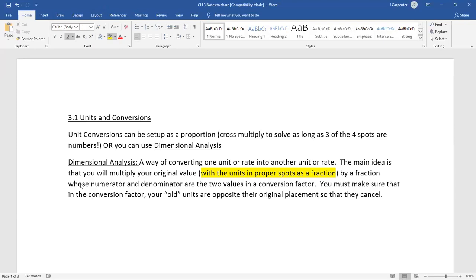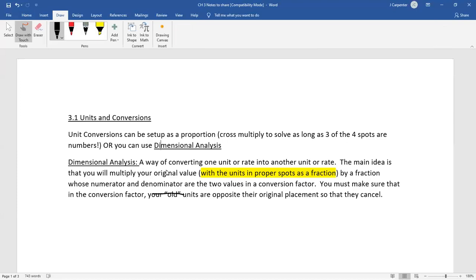You must make sure that in the conversion factor, your old units are opposite the original placement, so they cancel. Opposite meaning if it was originally in the bottom, it needs to go in the top. If it was originally in the top, it needs to go in the bottom.